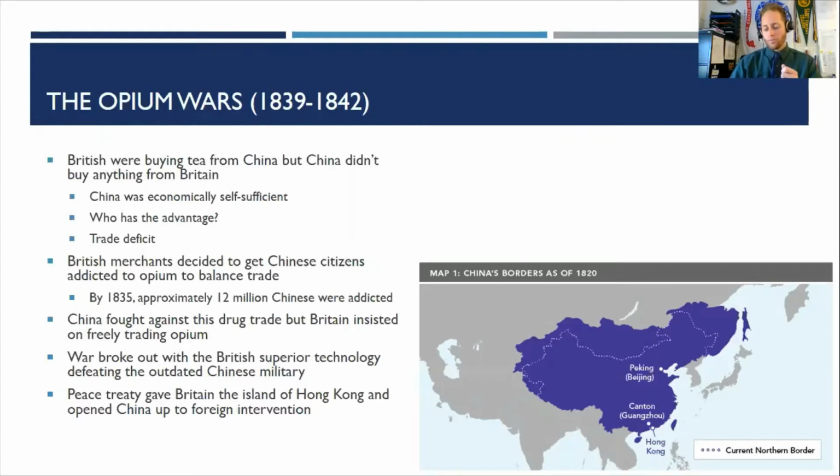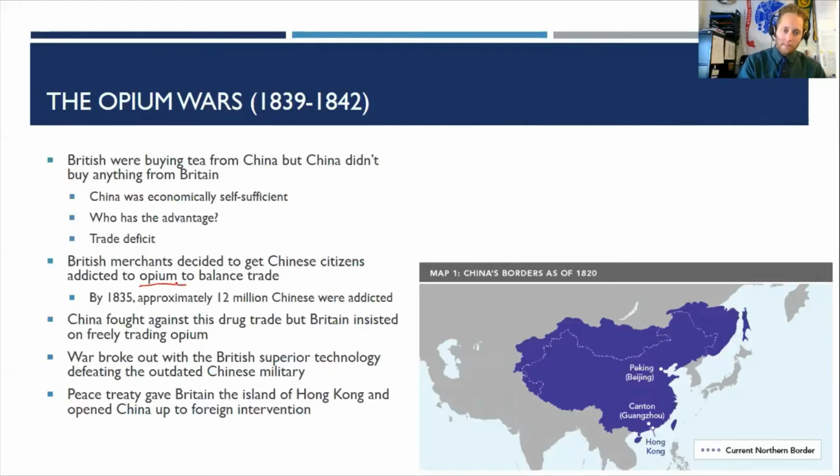And so Britain was buying stuff from China, but not selling anything back, and it was causing what we call a trade deficit, where the two nations aren't equal trade partners. This is going to cause a problem for Britain because massive amounts of their silver from their economy is making its way to China and then not being traded back. British merchants were trying to figure out a way to balance that trade deficit. And one thing that they came up with is opium.